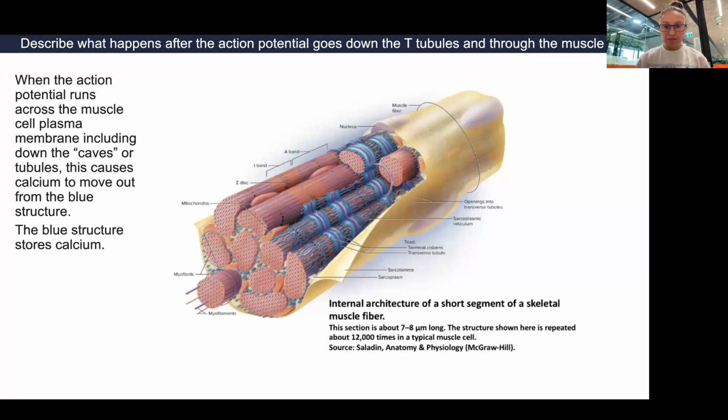Oh, wait a second. What have I done here? Oops, go back a step. Here we go. I just lost my mouse there for a second.